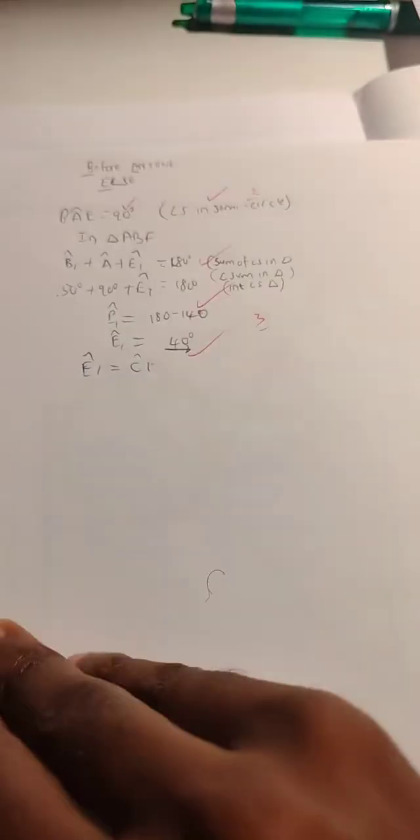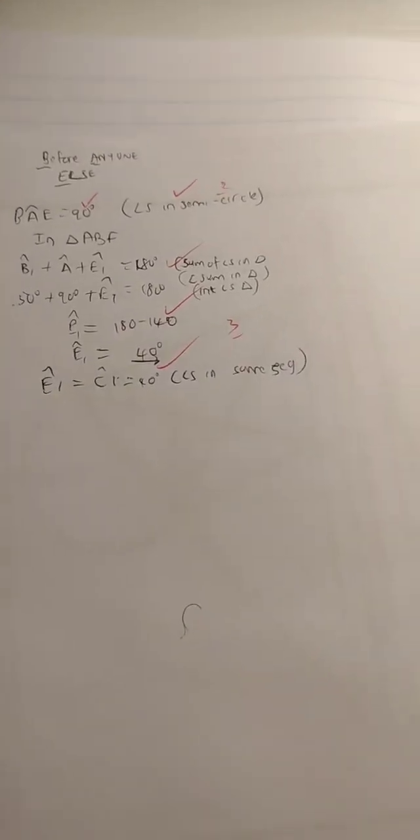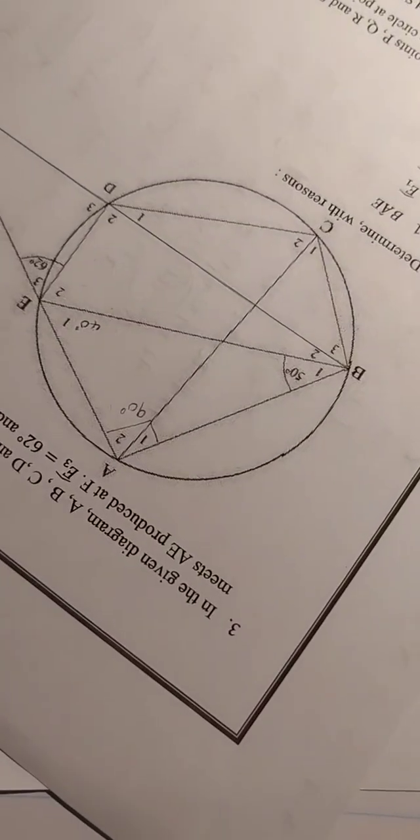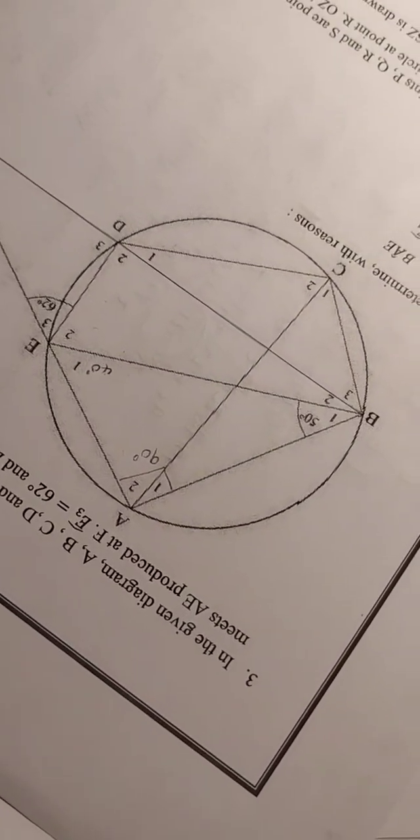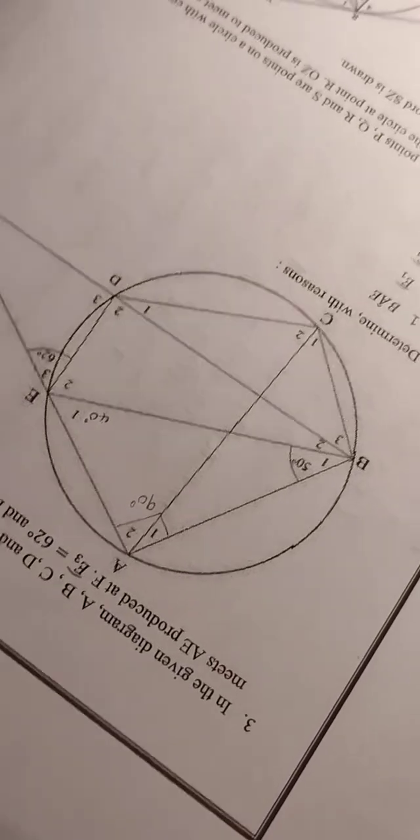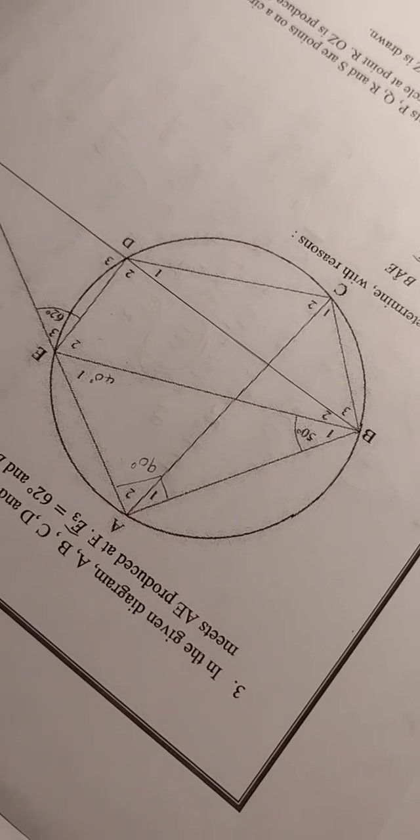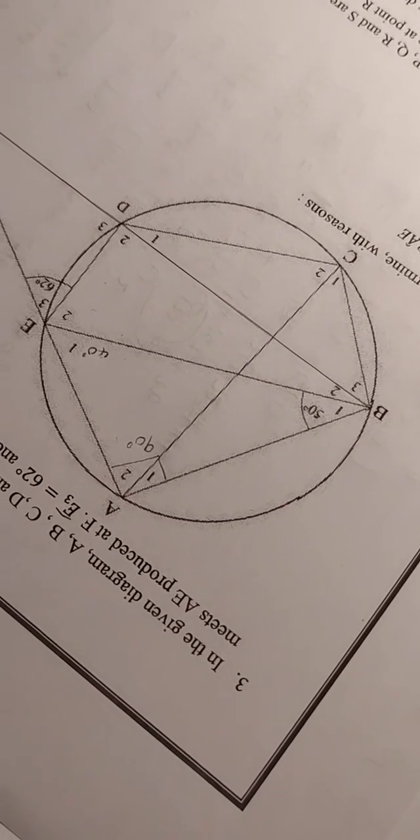What's the reason? Angle E1 is equal to angle C1, which is equal to 40 degrees. Angles in same segment. I looked at it differently. Tell me, how did you look at it? What did you see? What's the reason? You looked at it differently, but I get the same answer. How did you look at it? Angle C1.